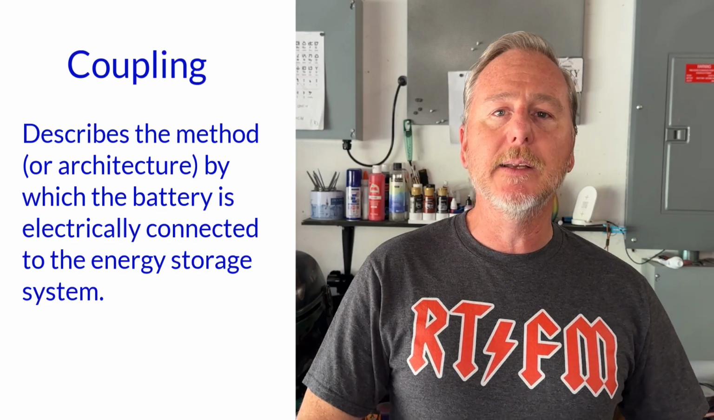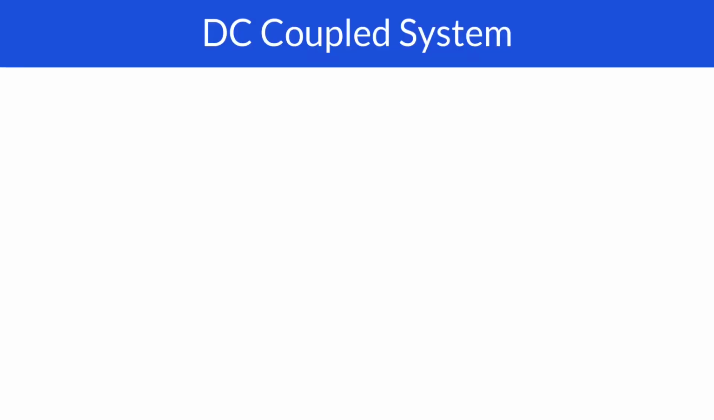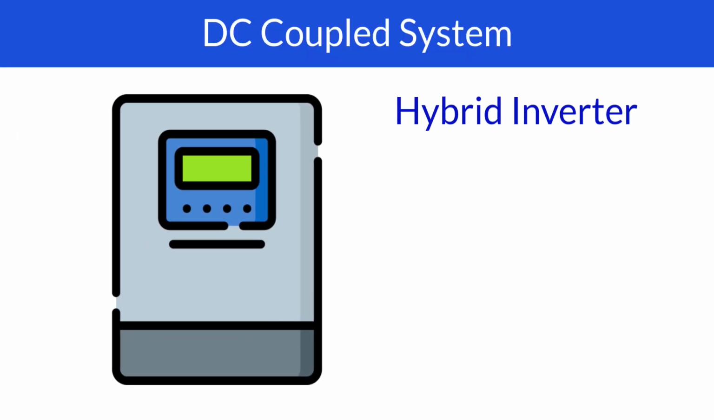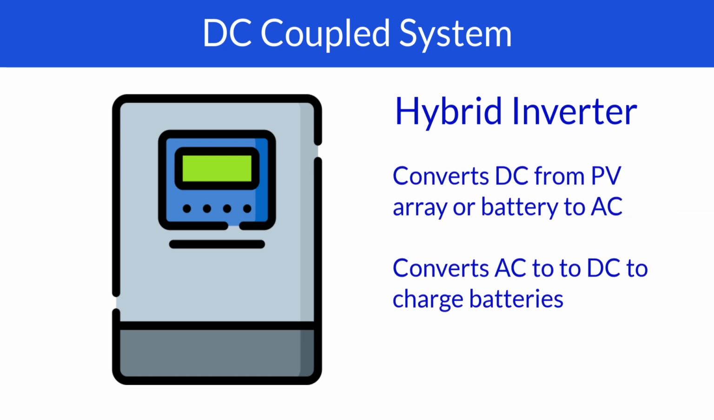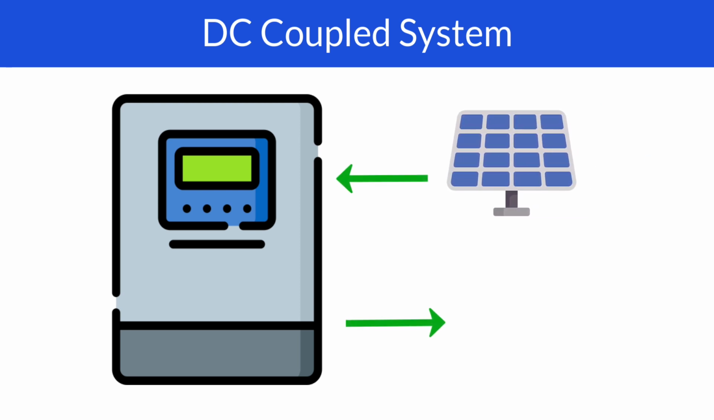So when we talk about coupling, what they are referring to is the way the battery is connected to the system. So it's either connected on the AC side or it's connected on the DC side. We'll start with DC coupling because it came first. So in a DC coupled system, we have one inverter, and it is a hybrid inverter, which means it converts DC to AC and vice versa. But it has two DC components connected to it. The first one is the PV array, and the second one is the battery.